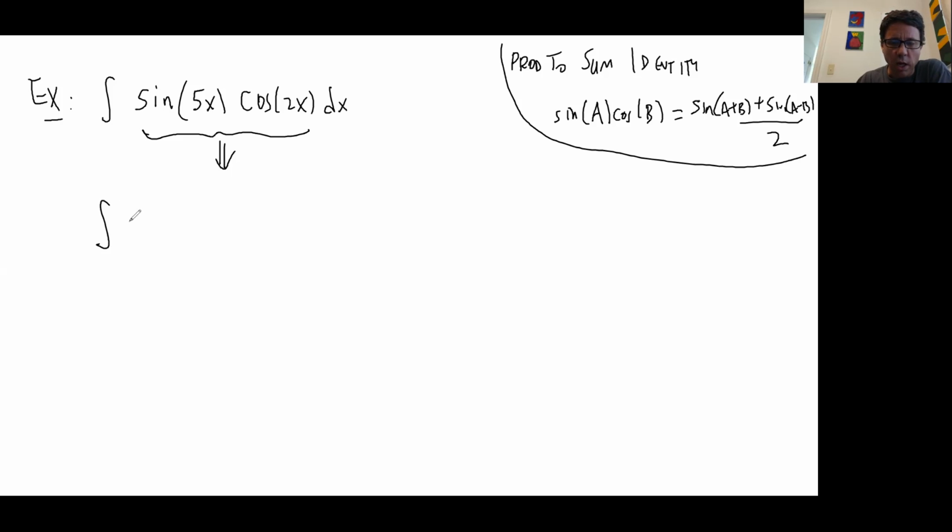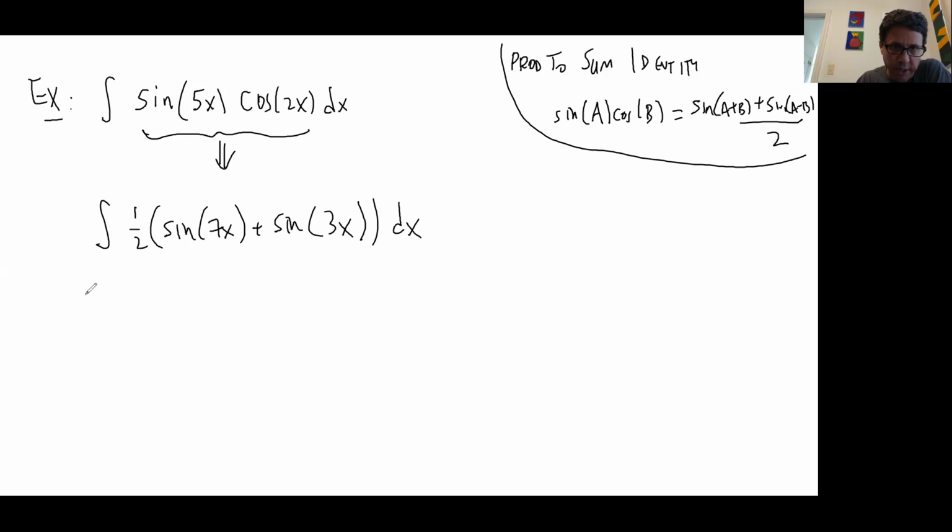So I'm going to have, and maybe I'll just do it this way, 1/2 and it will be the sine of the two things added together. So that'll be 7x. And then I'll have the sine of the two things subtracted, which will be 3x. So add the 5x and the 2x to get 7x, or subtract them to get 3x. And so that's the identity that you use in order to simplify the integral, stage 1.